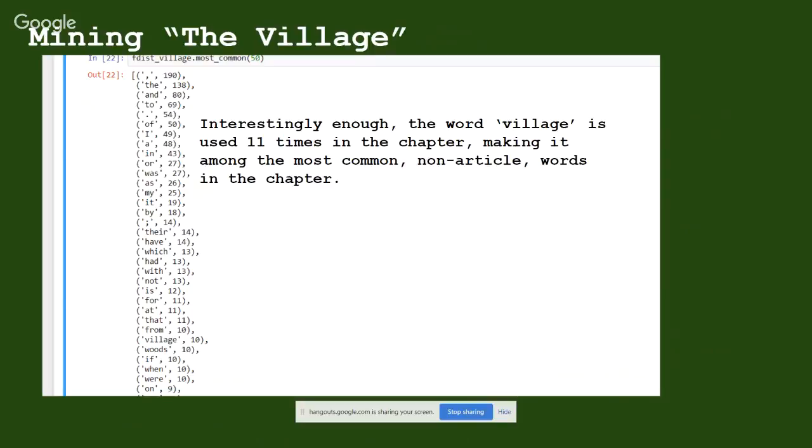And interestingly enough, in the village, the word village is mentioned 11 times, which is one of the more common words that's not an article or that kind of word. So right there, that gives us an avenue to pursue this question even further.